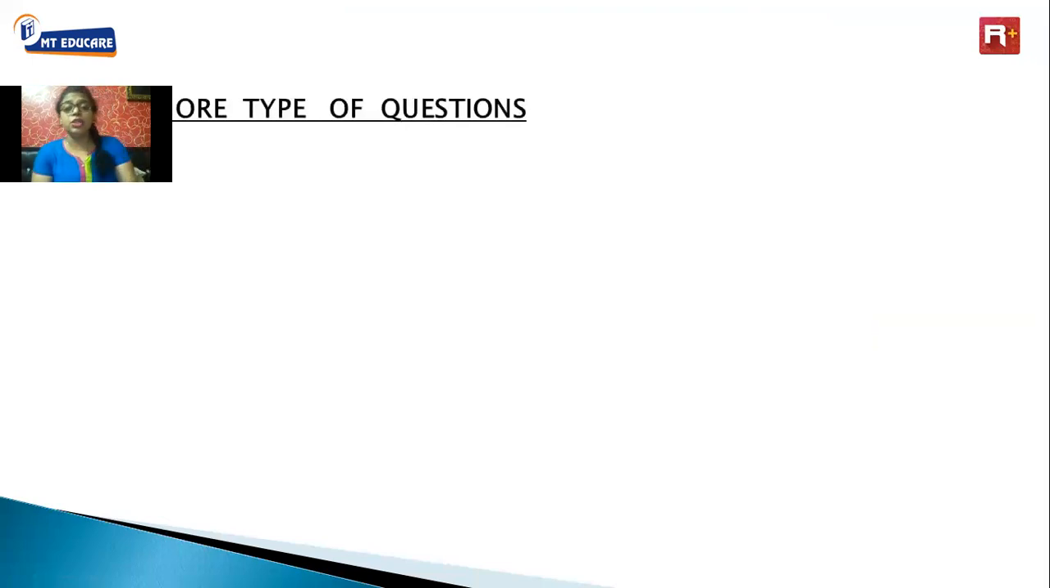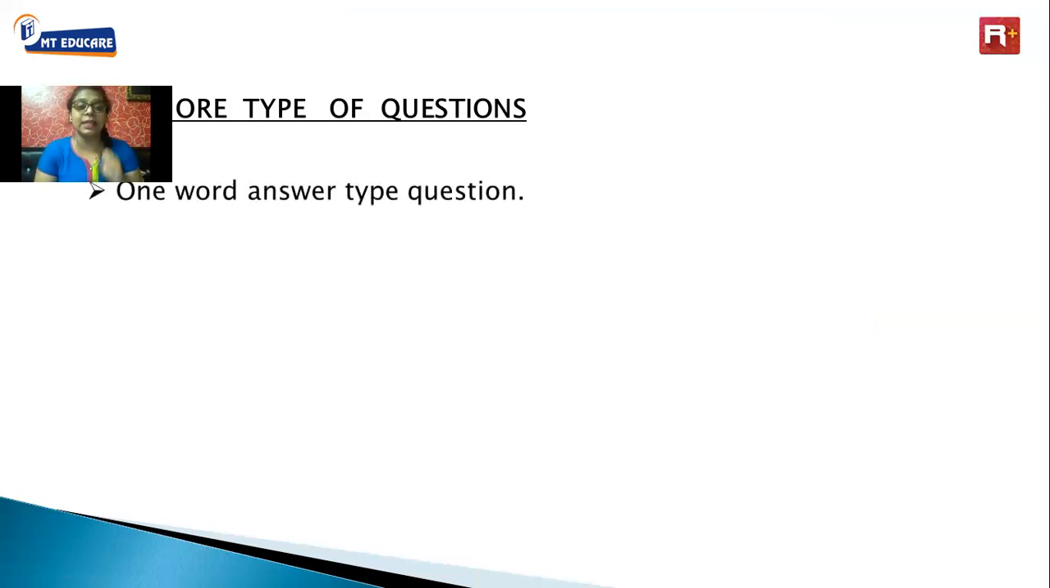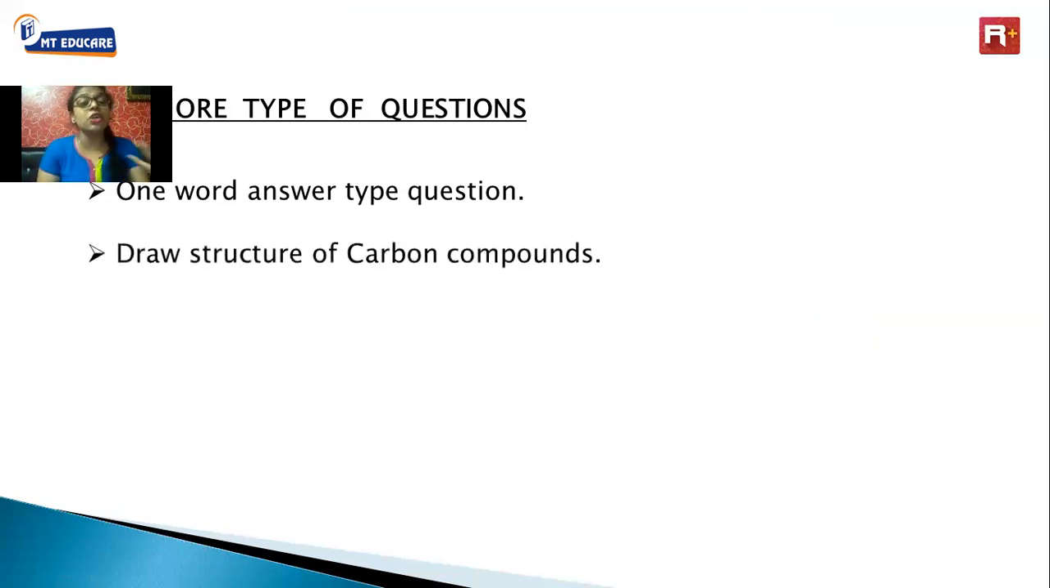Now, apart from assertion, apart from MCQ type questions, apart from all these, another type of question that can be asked is the one word answer type question. For example, they will give you one question and you have to answer it in one single word. Or else they can also tell you to draw the structure of carbon compounds. They will tell you to draw the structure of pentane, hexane, methane, ethane, and so on. Okay, so that type of question can also be asked in section A for 1 mark. And definitions can also be asked along with them. Fine. So these are the types of questions that can be asked in section A for 1 mark.